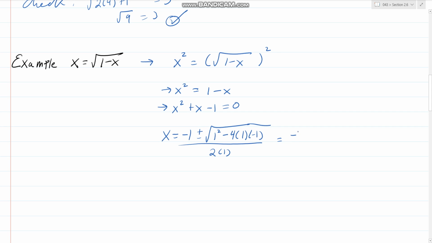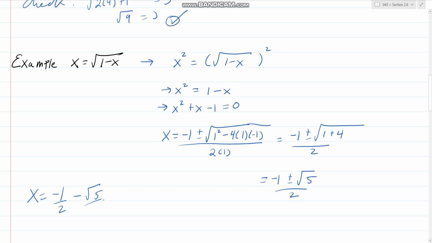Okay, now we have negative 1 plus or minus root, and that's going to be 1 plus 4, which is 5. So we found that it's negative 1 plus or minus root 5 over 2, and that's obviously why we couldn't just factor this polynomial. So that is the answer. So x equals negative 1 half minus root 5 halves, and negative 1 half plus root 5 halves.